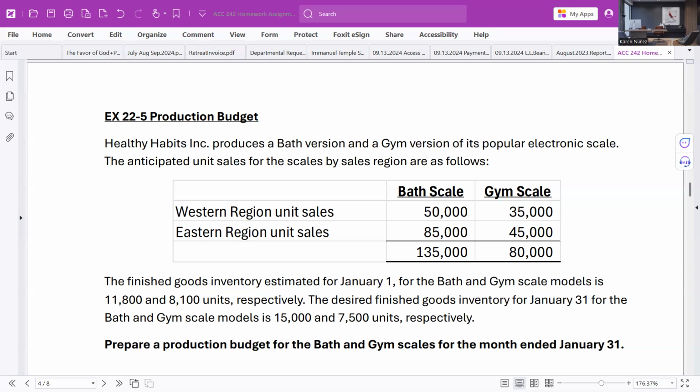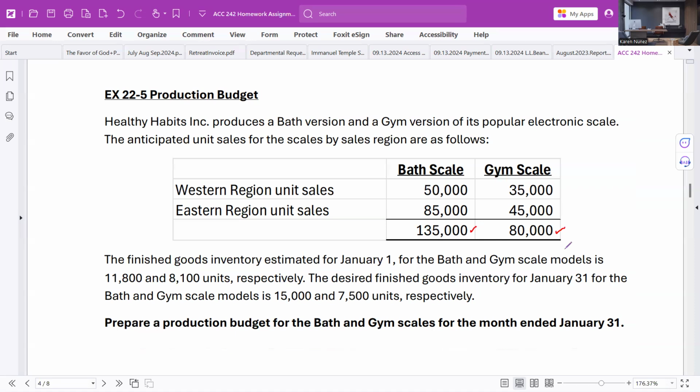So let's see, I should be able, again, given that we have here, we've got our sales. We know that we're going to sell 135,000 of the bath scale product and 80,000 of the gym scale product. And then we also have our inventory information. So we know what the beginning inventory is, right? So these numbers represent beginning inventory of both products, right? So that's kind of the beginning inventory. And then we've also got some information about the ending inventory. That's what these numbers represent. They represent the January 31 or the ending inventory of those two products.